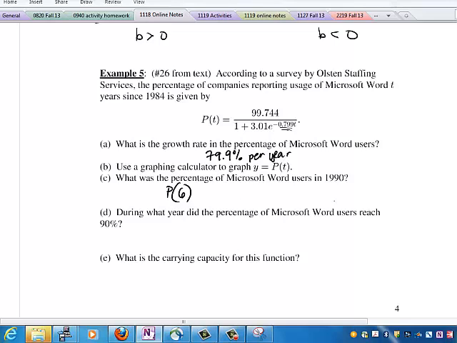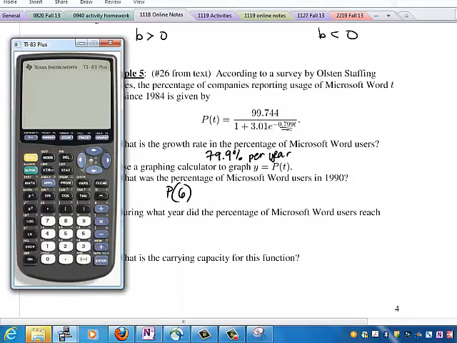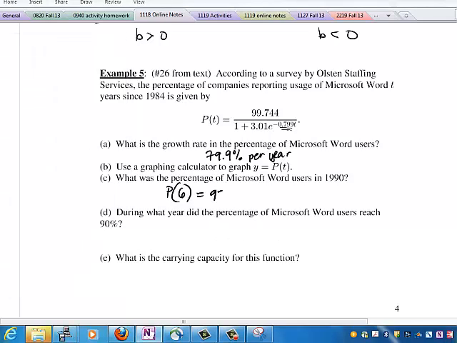So let's see the percentage in 1990. Grab your calculator, put in 6 for the input. So calculate the value when x is 6. So 97.3 if we round to the nearest hundredth, 97.30. So already in 1990, 97.3% of companies were reporting using Microsoft Word.